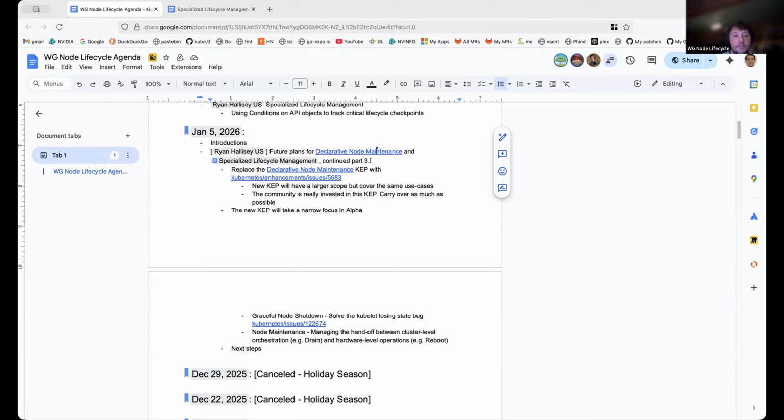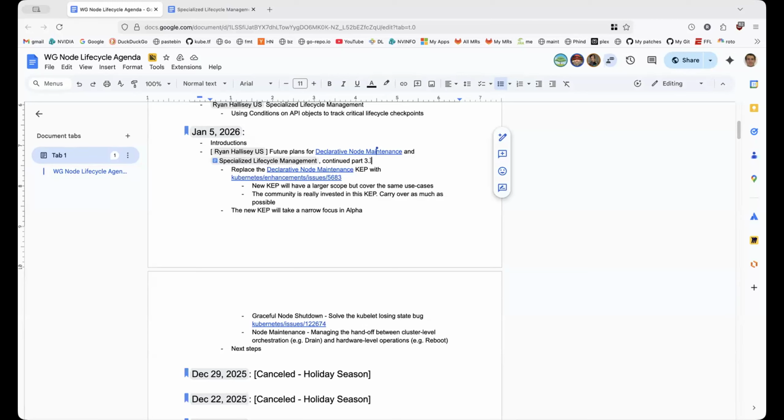And even though we want to focus on some of the core use cases we have in Kubernetes, like node maintenance and graceful node shutdown, we want this to be extensible and allow other providers to define the maintenance behaviors. Which is what Ryan is focusing on, I think. Yeah.